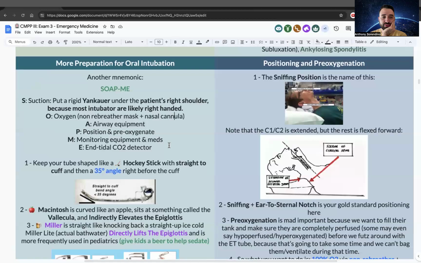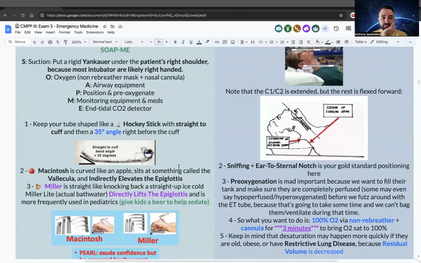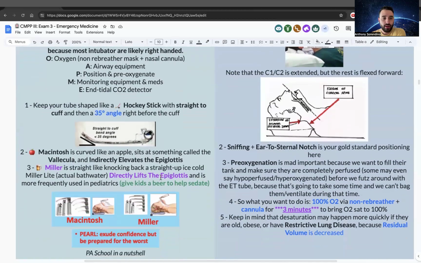Oxygen, airway equipment, position, monitor, end title. They talk about this straight to cuff, where you want to have the tube with the stylet straight all the way to the cuff, and then you bend it to 35 degrees.